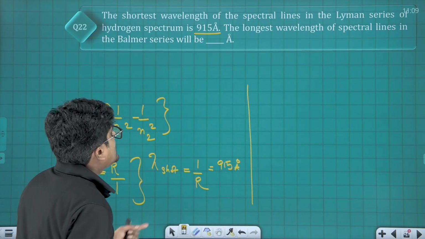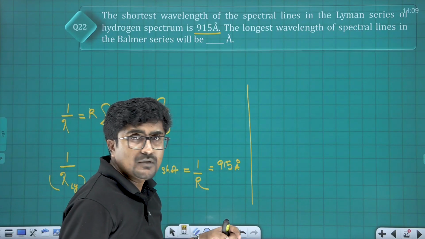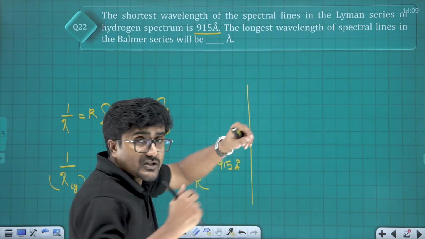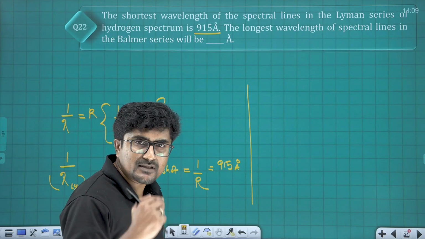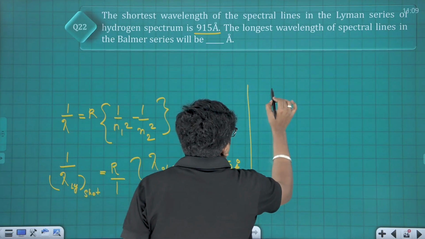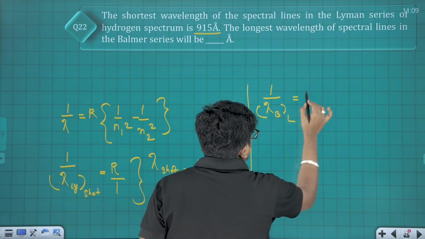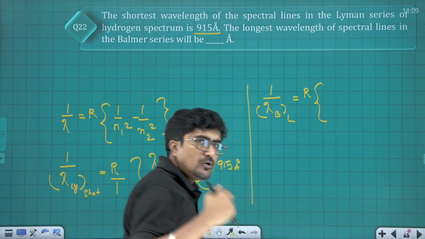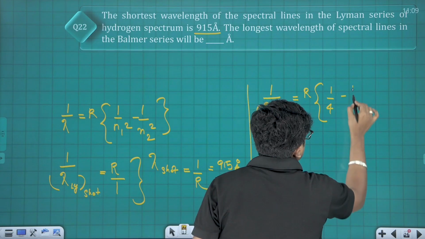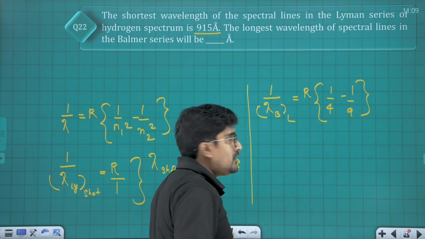Now what they are asking is the longest wavelength of a spectral line in Balmer series. In Balmer series, they need the longest wavelength. The longest wavelength means minimum energy difference. Minimum energy difference means it is coming from 3 to 2. So 1 upon lambda in Balmer series, the longest, is capital R into 1 by 4 minus 1 by 9. 3 to 2, so 2 square is 4 and 3 square is 9.